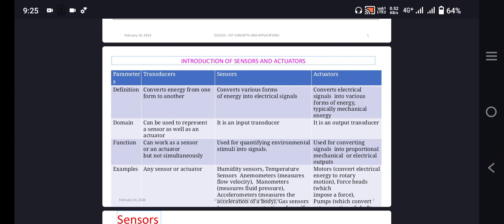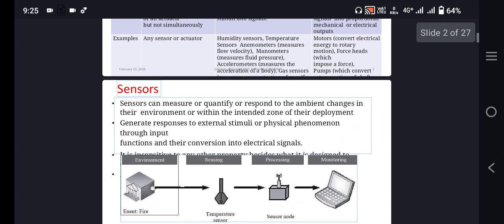Sensors can measure or quantify, or respond to, ambient changes in the environment connected to the deployment. It generates responses to external stimuli or physical phenomena through input. It is insensitive to any other property besides what it is designed to detect. It does not influence the measured property.